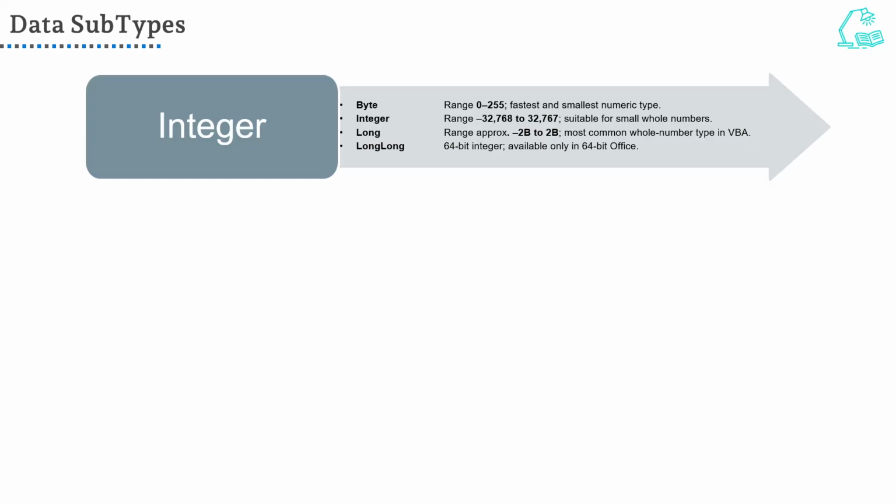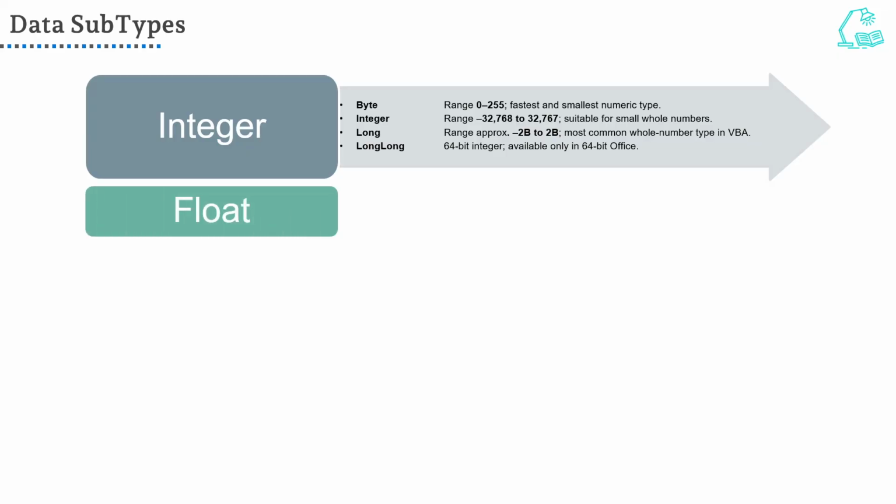There is also LongLong, available only in the 64-bit version of Office, which can hold even larger integer values, and a pointer-sized integer whose size depends on whether the system is 32 or 64-bit. It is mainly used when VBA interacts directly with system memory.